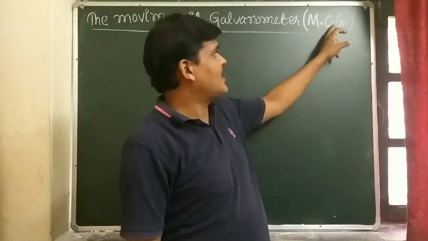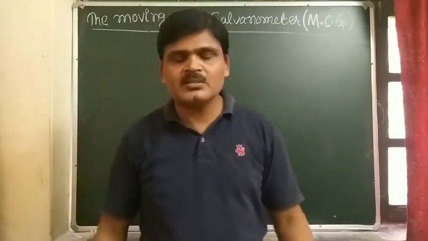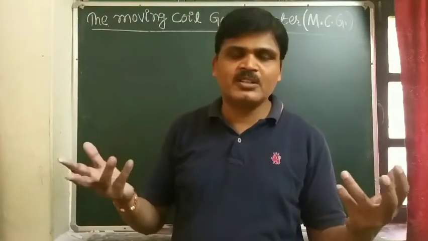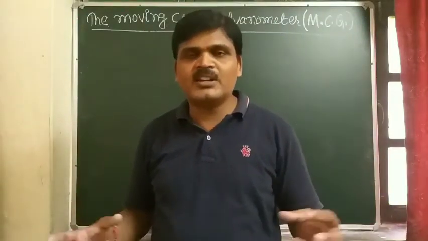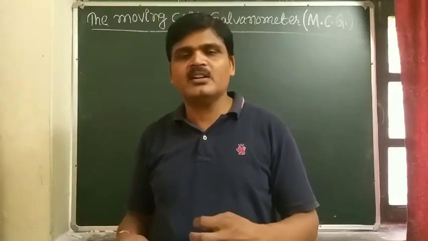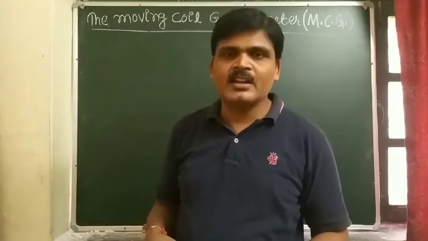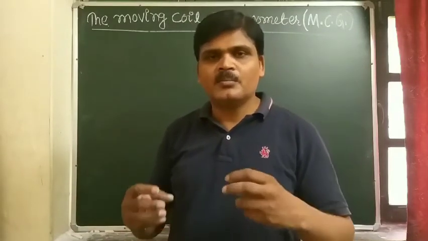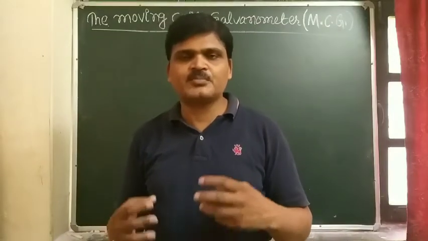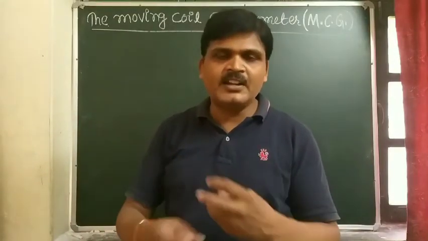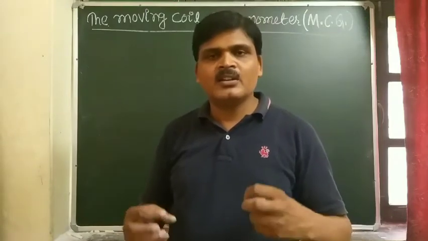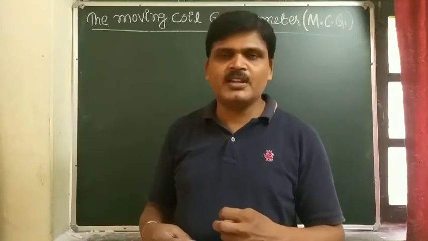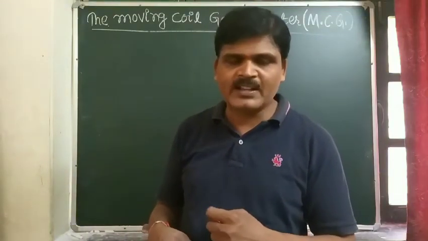MCG means moving coil galvanometer. So what is a moving coil galvanometer? What is its function? Students, you know that a galvanometer is a device which is used to detect current in a circuit, and its principle is that when a current carrying coil placed in a magnetic field experiences a current dependent torque which tends to rotate the coil and produces an angular deflection.